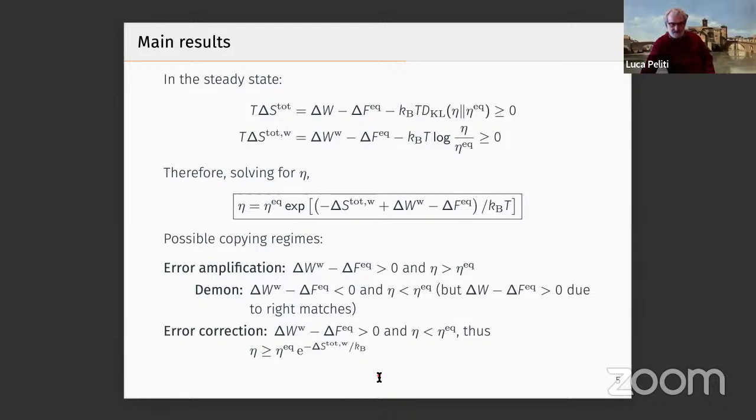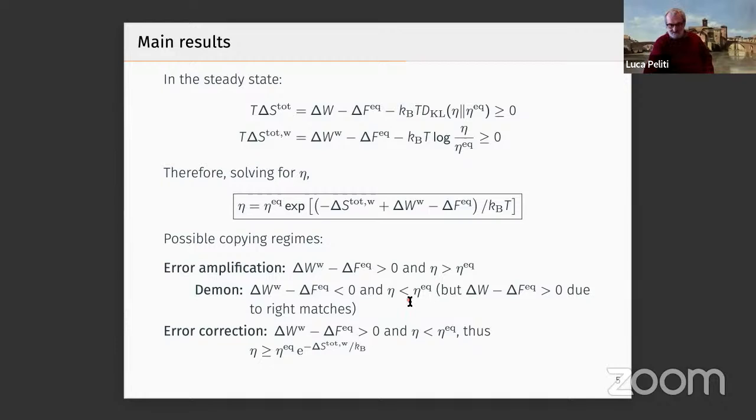The other regime is a daemon. What is a daemon? A daemon is the one in which this difference between the work per incorporated wrong monomer and the free energy is less than zero. So we are extracting some work. And in this case, on the other hand, the eta is less than eta equilibrium. So we have still a certain amount of gain, but we are able to extract a certain amount of work out of this condition.